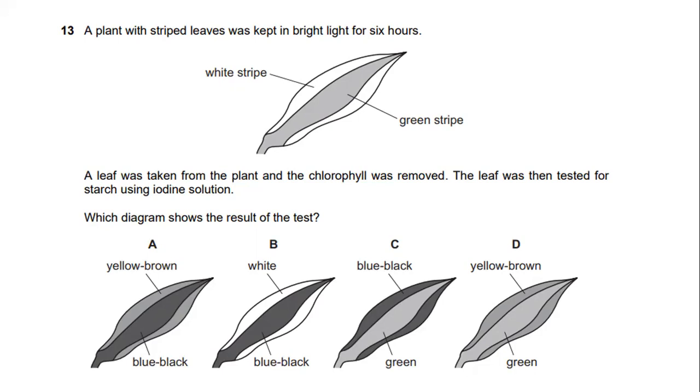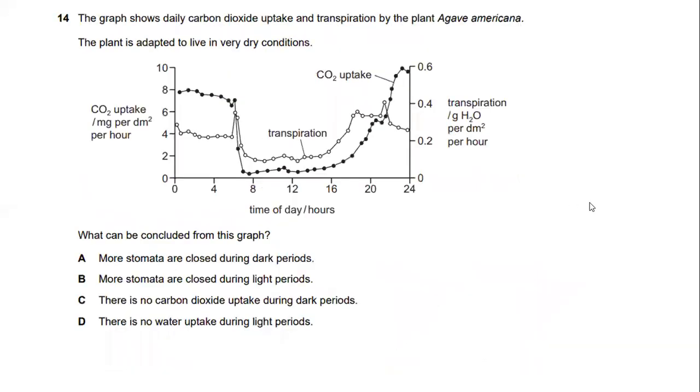Okay, so in this case, the white stripe will become yellow-brown. And of course, the leaf will die. So the green stripe will become blue-black. So the answer for this is 13A.